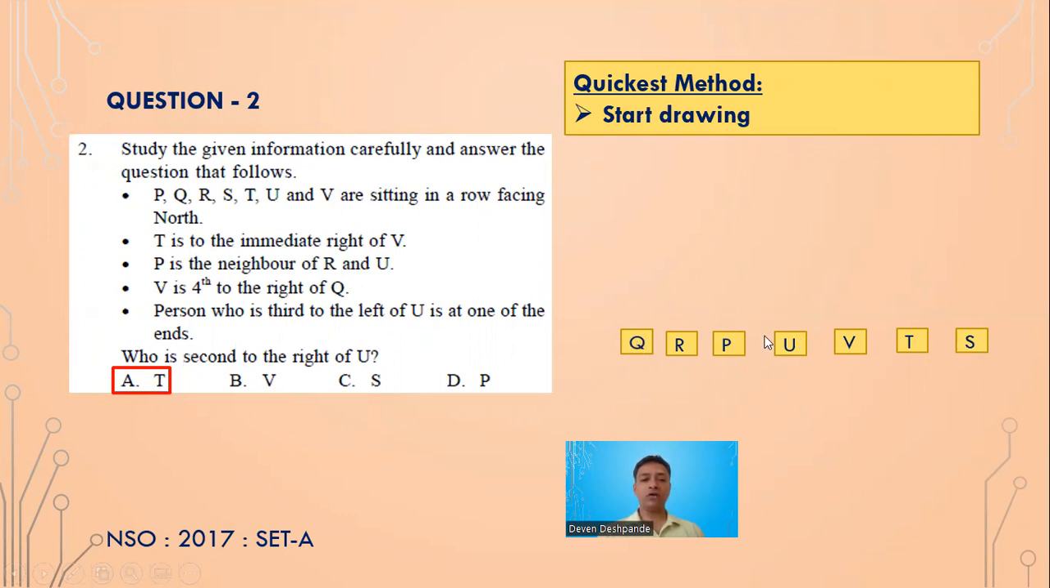So when you solve this, you will get a figure like this, the positions like this. And then you can say who is second to the right of V. So second to the right of V is V and T. So T is second to the right of V.